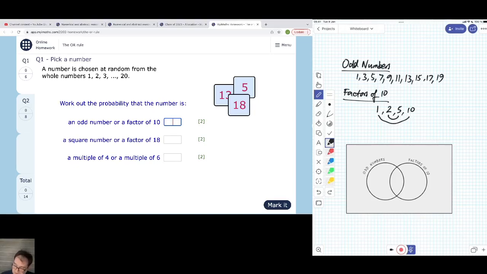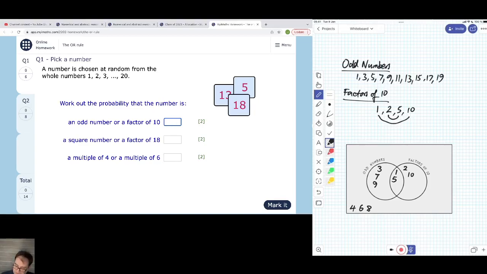So 1 is on both lists. It's odd and it's a factor of 10. 2 is just a factor of 10. 3 is just an odd number. 4 is neither, so that goes outside. 5 is both, so it goes in the middle. 6 is neither. 7 is odd. 8 is neither. 9 is odd. 10 is just a factor of 10.